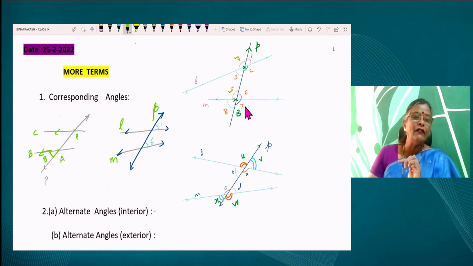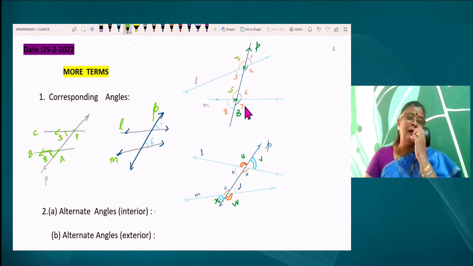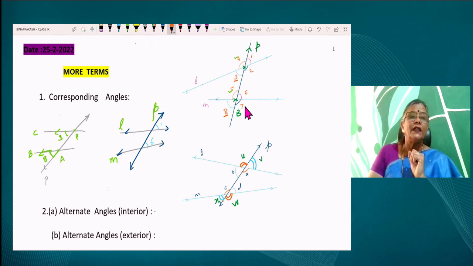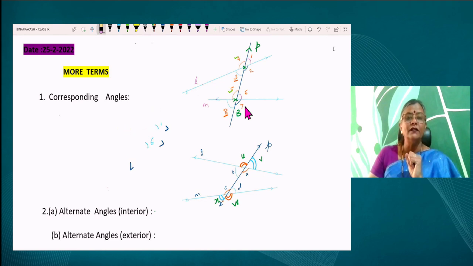So what angle will be formed? That is going to be the corresponding angle. So 8 and 3 make a pair of corresponding angles. That is how we need to identify the set of corresponding angles. So what are the sets of corresponding angles that we find in this figure?